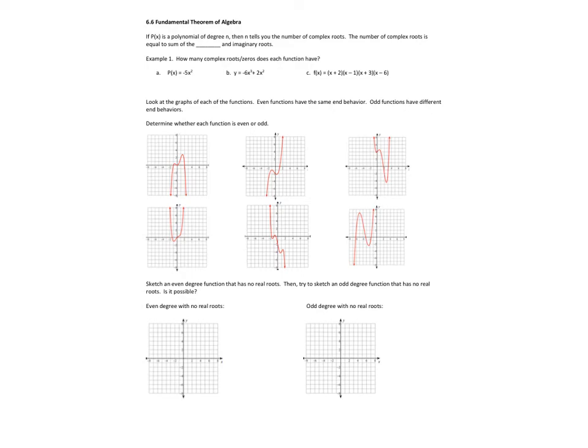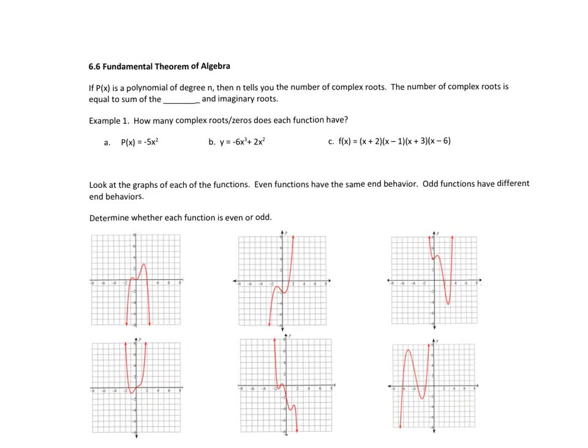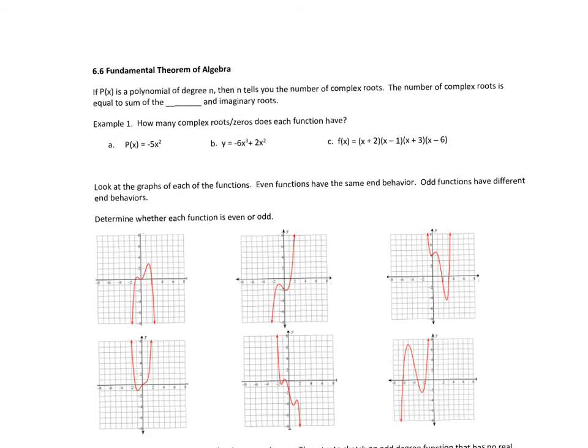The fundamental theorem of algebra states that in a polynomial with degree n, the degree n tells you the number of complex roots. So if it's degree 5, then you're going to have 5 complex roots. If it's degree 6, then you're going to have 6 complex roots. The number of complex roots is equal to the sum of the real and imaginary roots.